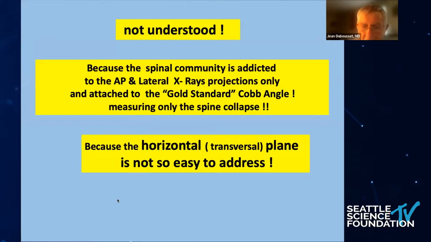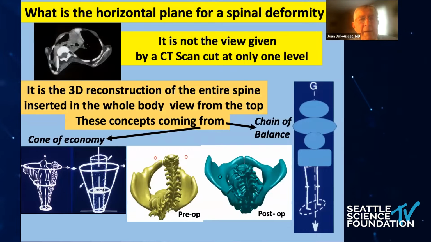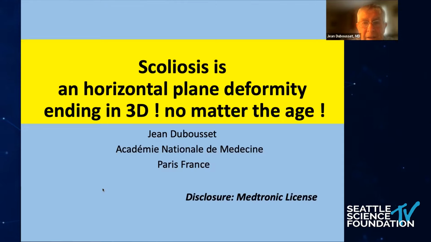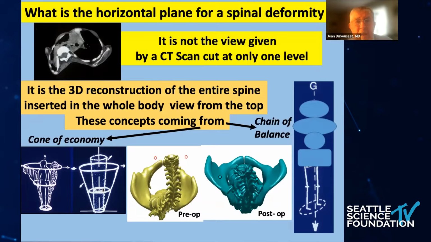Yes, it is a horizontal plane deformity. Why? Because it is not so easy to address and understand what the horizontal plane is. The horizontal plane is not the view given by a CT scan cut. It is a 3D reconstruction of the entire spine. This comes from the concept of the cone of economy and the chain of balance.